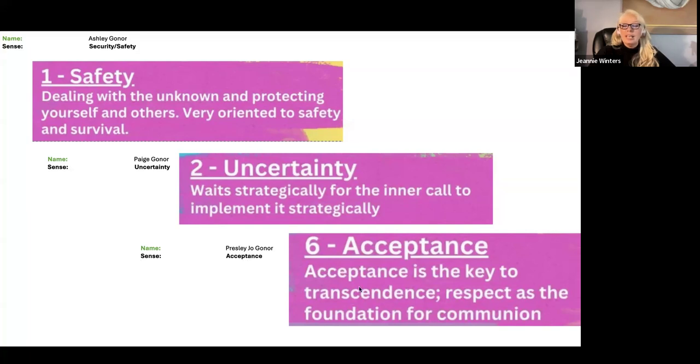Acceptance is Presley's. Acceptance is the key to transcendence, respect as the foundation for communion. So this is important. And I don't think she's going to have a problem with this because of who you are and how you raised her. But she's here as a projector to help people from all walks of life. So acceptance is a huge thing to her. She needs to accept people regardless of whether they have the same values, right? Because we're all coming from different areas, and acceptance is much more important for her than it would be for Paige. Paige doesn't have to accept people. I mean, everybody wants all of it, but she doesn't have to in order to make herself successful, right?